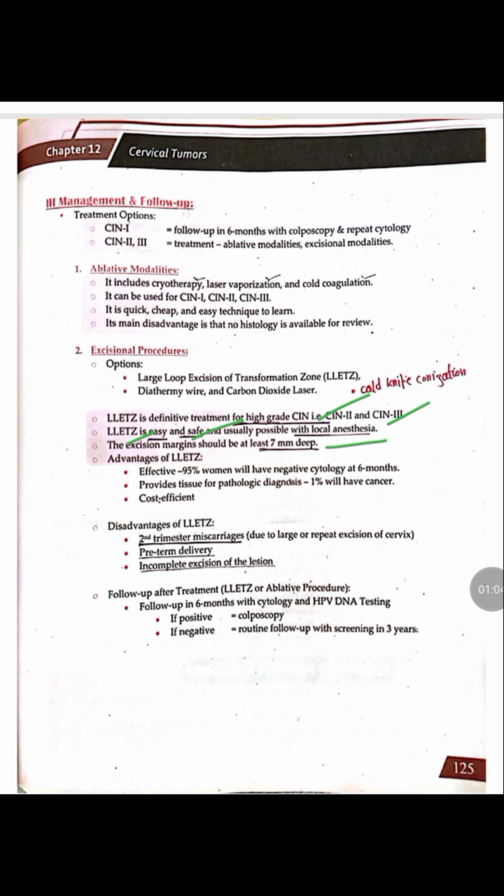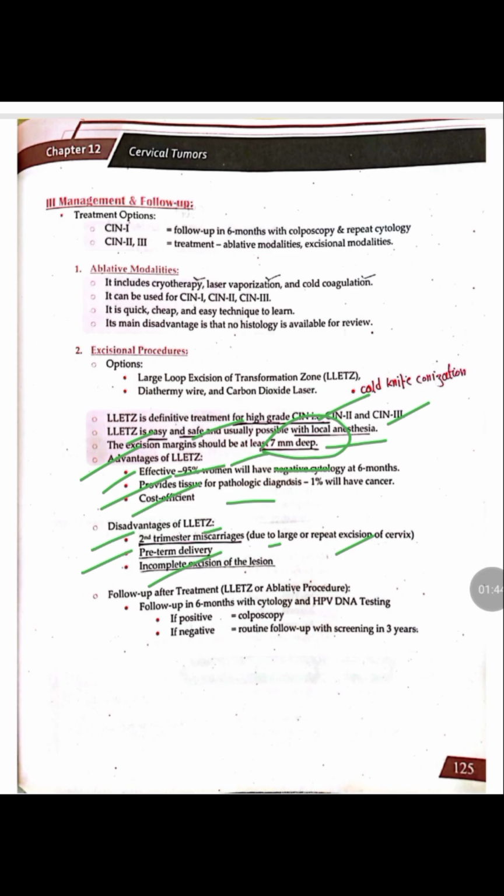The excisional margin obtained should be at least 7 millimeters deep. The advantage of large loop excision is that this procedure is effective because 95% of the women will have negative cytology at around 6 months, it also provides tissue pathological diagnosis, and it is a cost-efficient procedure. But the disadvantages include increased risk of second trimester miscarriages due to the large repeated excision of the cervix, and they also increase the risk of preterm delivery. Similarly, incomplete excision of the lesion may occur.